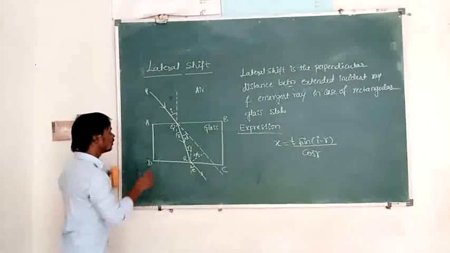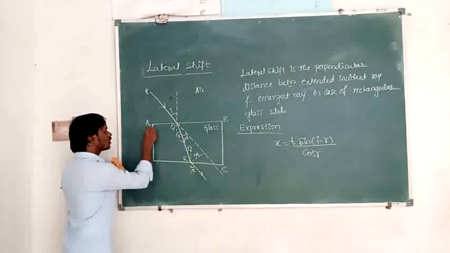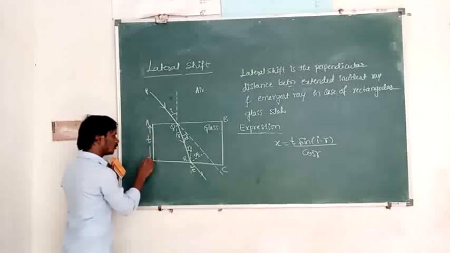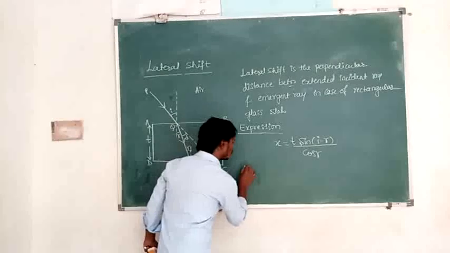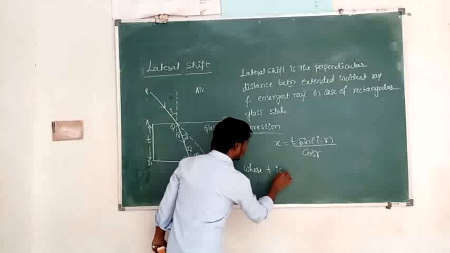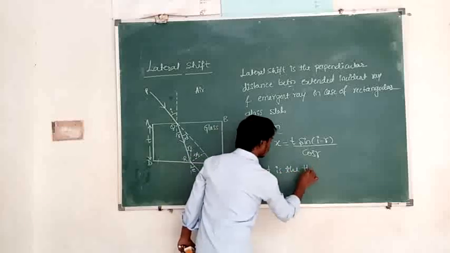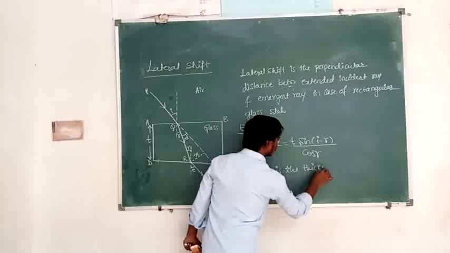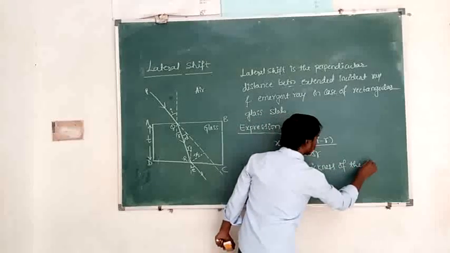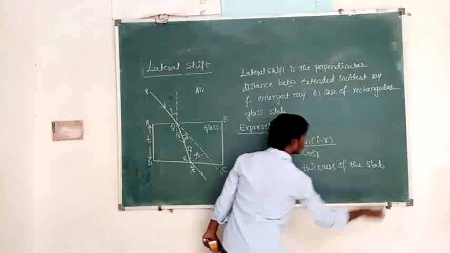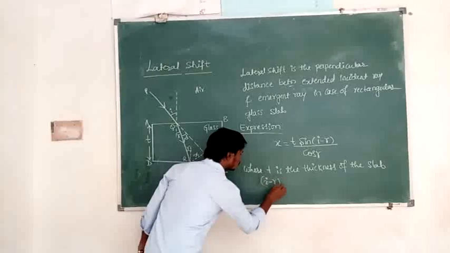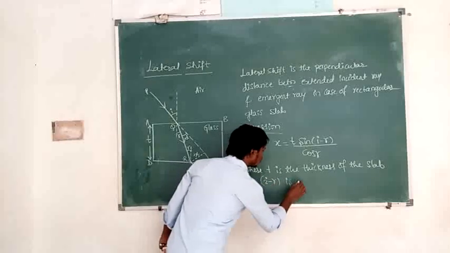What is T here? T is nothing but the thickness of the glass slab. And what is i minus r? i minus r is the angle of deviation.